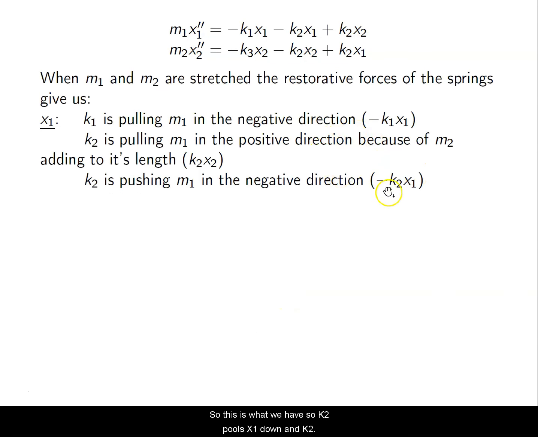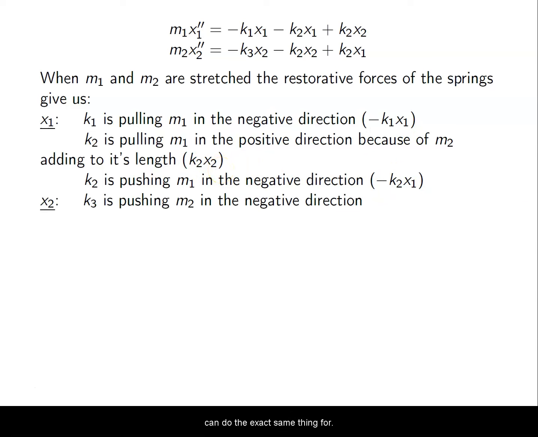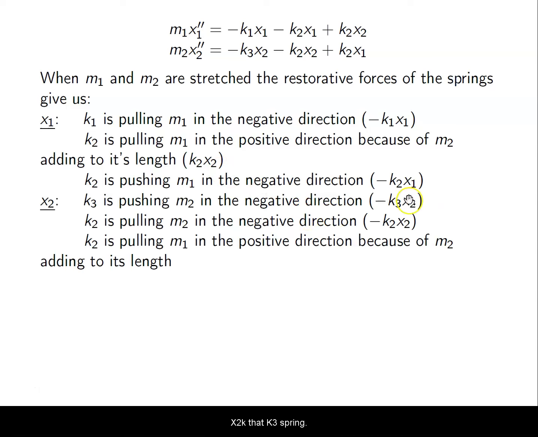So this is what we have. K2 pulls X1 down, and K2 to the negative direction, and it also pulls this one down. We can do the exact same thing for X2. Okay, that K3 spring is pushing.